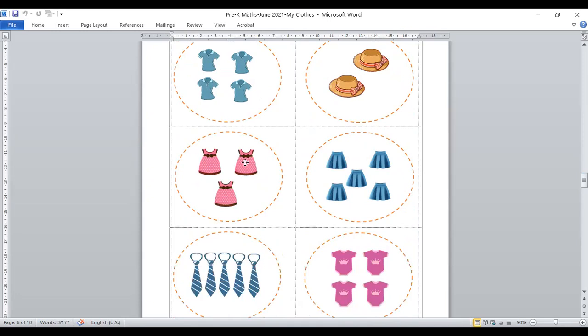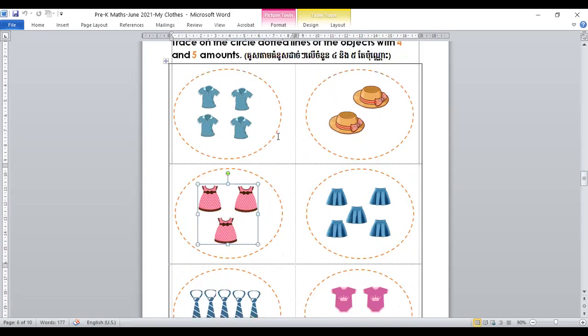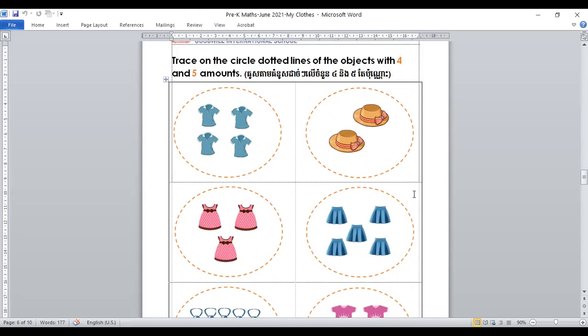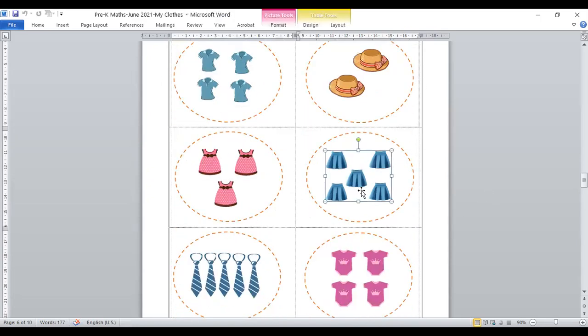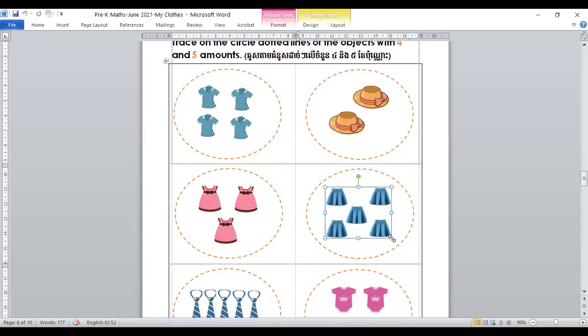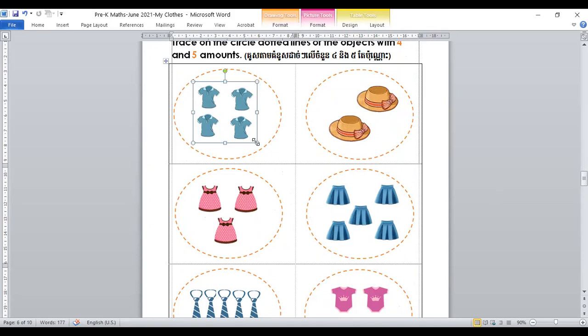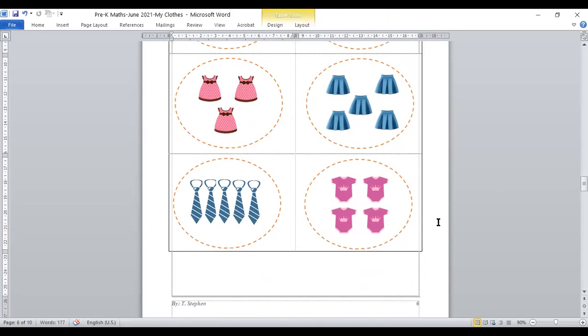Okay, so it's not. How about this dress? Can we trace around it? Cannot. Why can't we? Okay, good, because there are only 3, but we need 4 and 5 as it's guided. How about the skirts? There are 5 skirts. Is it enough to trace around now? Yeah, it's enough. You see? It's enough to trace it now.